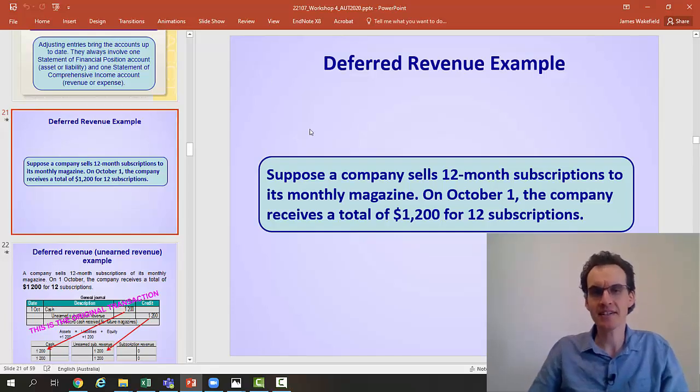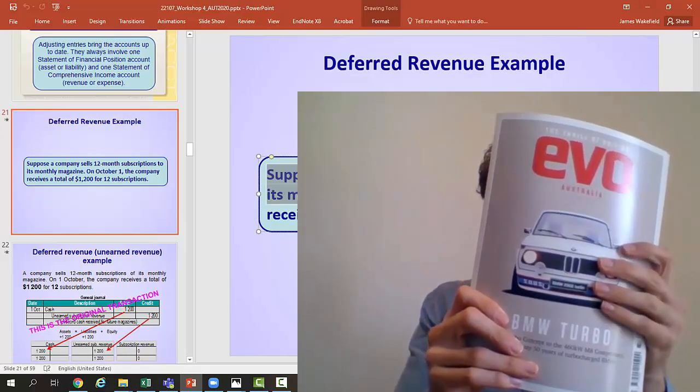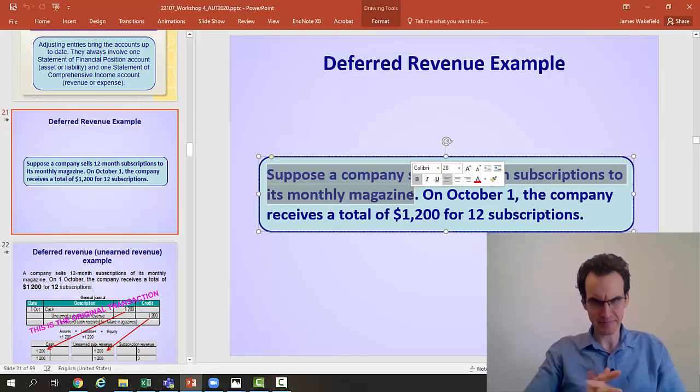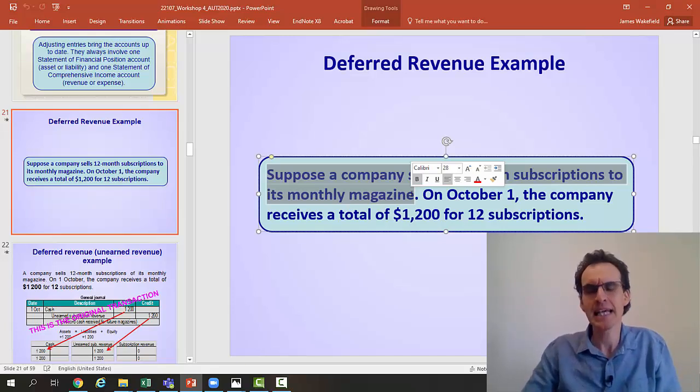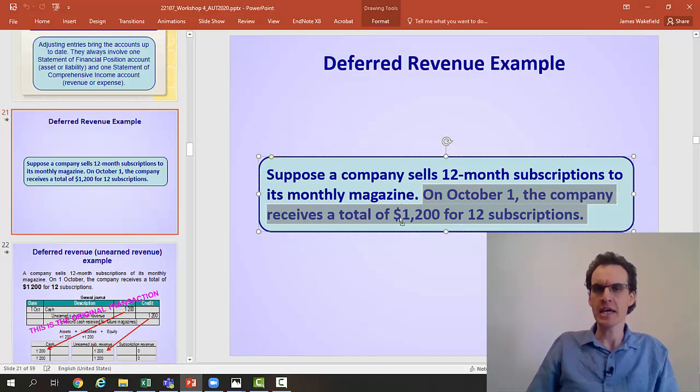So in this case, it says, suppose a company sells a 12-month subscription to its monthly magazine. So for example, if I subscribe to Evo, they send me one magazine each month for the next 12 months. So I pay for Evo in advance, and then they send the magazines throughout the period and meet their obligations to me. So if I'm one of 12 people subscribing and paying $100 for the subscription, Evo, the magazine company, receives $1,200 in advance and therefore is obligated to send the 12 subscribers one magazine each month.